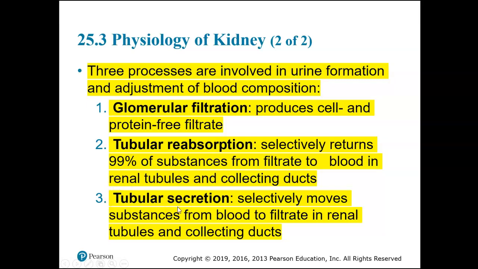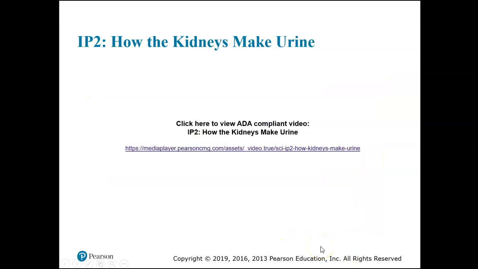And the third process is called tubular secretion, and mostly this happens in the DCT, or distal convoluted tubule. And that is the selective movement of substances from the blood back to the filtrate to be excreted with the urine.